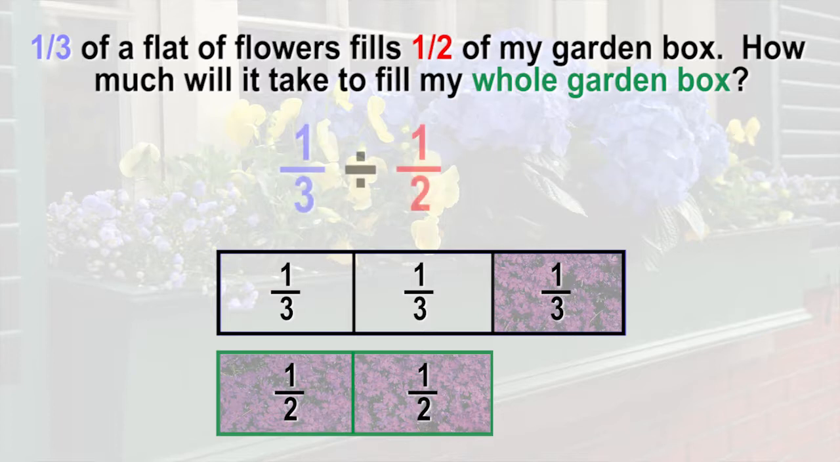We can check our answer by multiplication. We will multiply 1/3 by the inverse of 1/2, which is 2. 1/3 multiplied by 2 equals 2/3. Let's solve another problem.